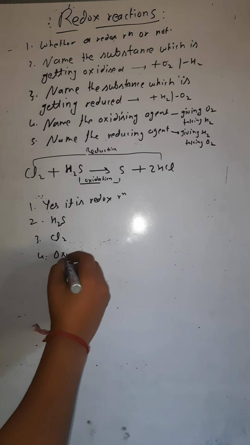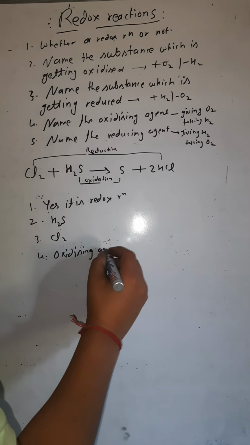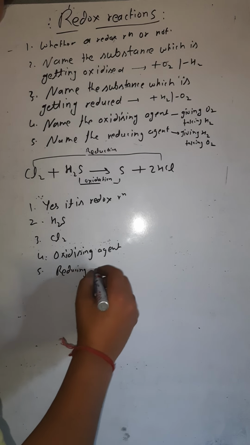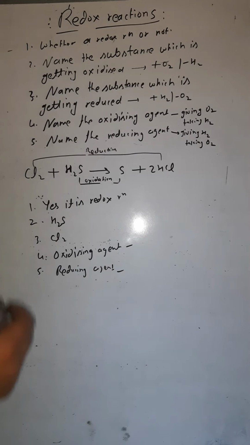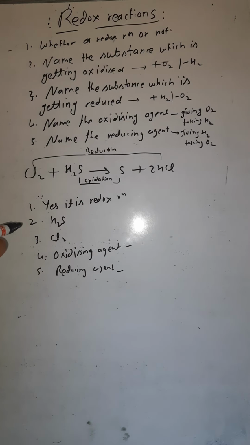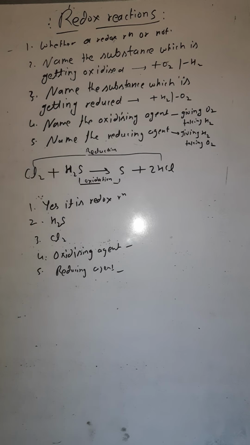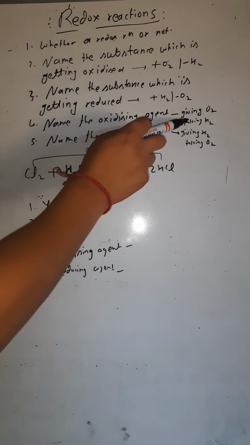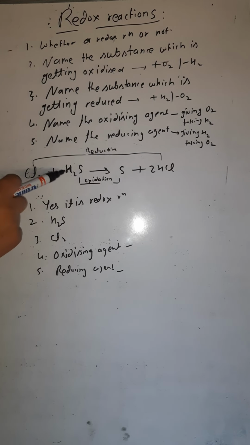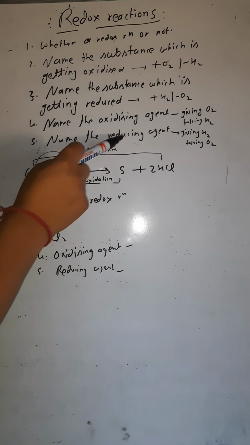Answer number 4, oxidizing agent. Which would be the oxidizing agent? Which one is the reducing agent? That you have to tell in the 4th and 5th one. Oxidizing agent, remember this: oxidizing agent means which is giving oxygen or taking hydrogen. Giving oxygen is not here, but you can check the hydrogen. Among these two, which one is taking hydrogen? This is not taking hydrogen. This is giving hydrogen. The one giving hydrogen would be called the reducing agent.